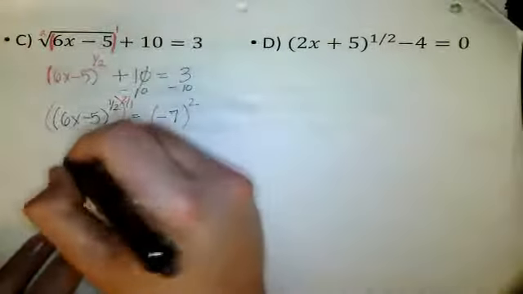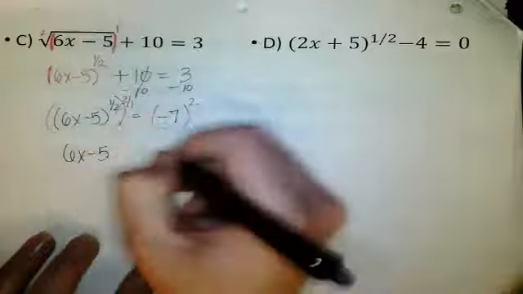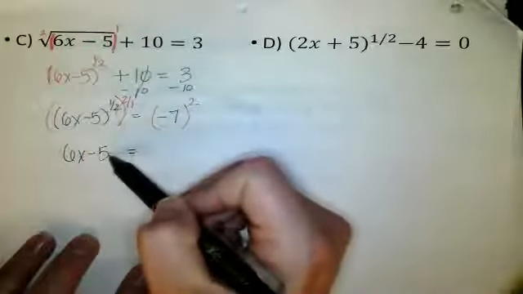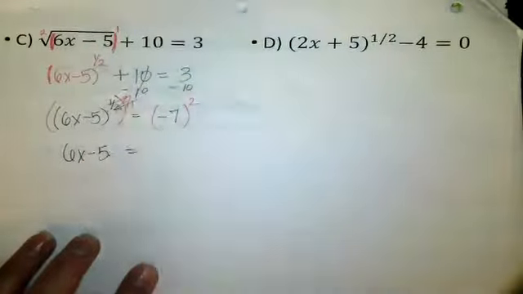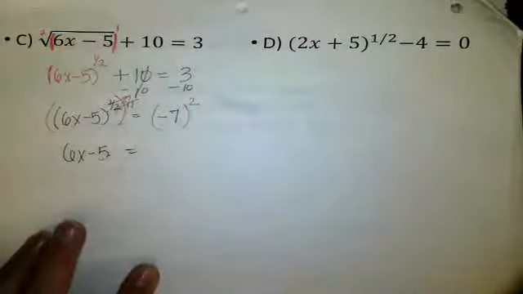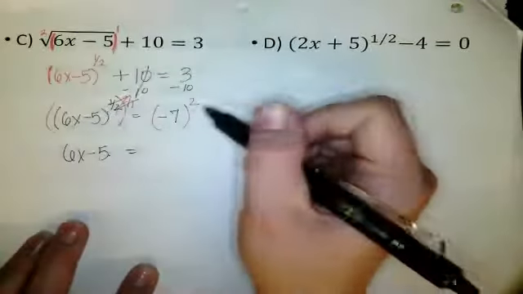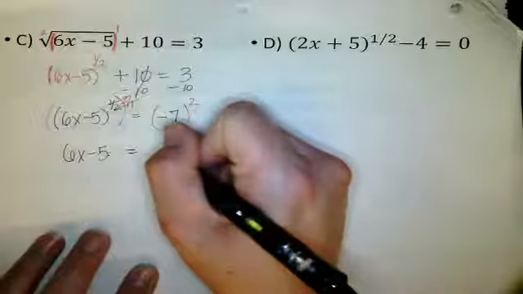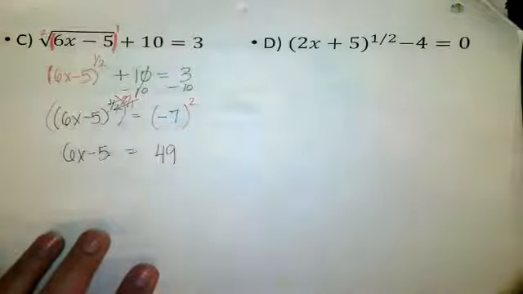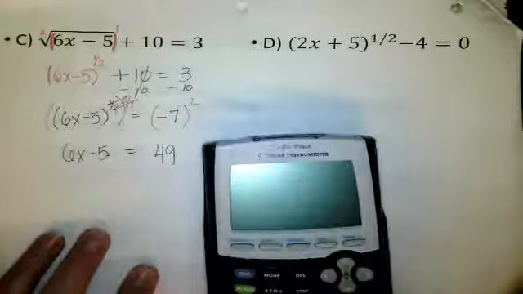Powers cancel out, leaving me now with 6x minus 5. And you'll notice I don't need the parentheses anymore because we got rid of the powers. So those parentheses aren't necessary. What is negative 7 times negative 7? Positive 49. Again with the parentheses, here's why that's so important.